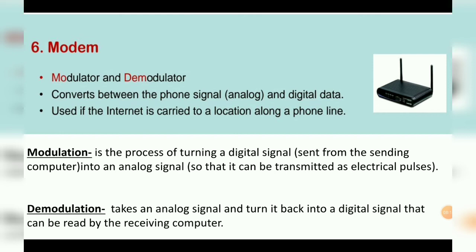So modulation is the process of turning a digital signal sent from the sending computer into an analog signal so that it can be transmitted as electrical pulses. And demodulation takes an analog signal, because if you send this data, someone must receive it, maybe a friend, maybe a relative, but they need to convert it back. So demodulation is needed. These are the definitions: demodulation takes an analog signal and turns it back into a digital signal that can be read by the receiving computer. So if you have a modulator at home, you obviously need a demodulator to convert the data that has been received by you.